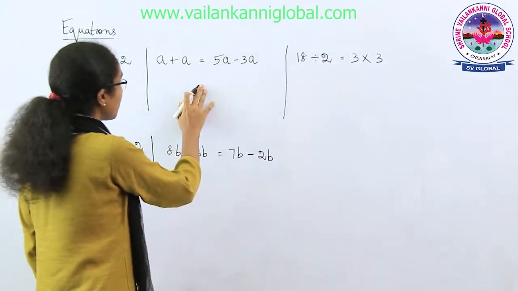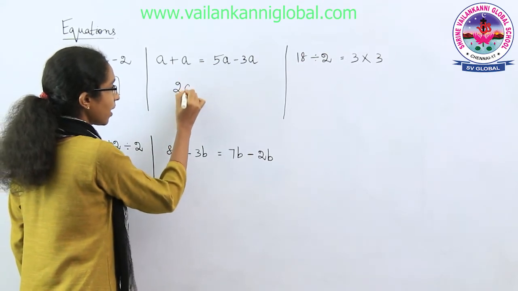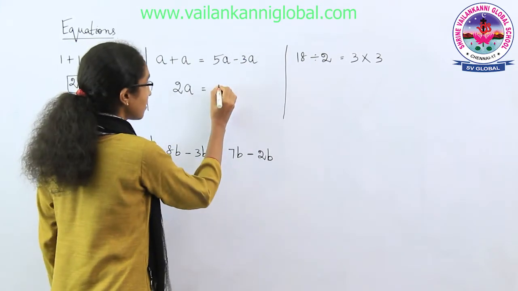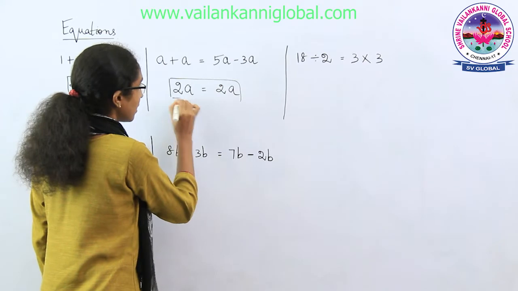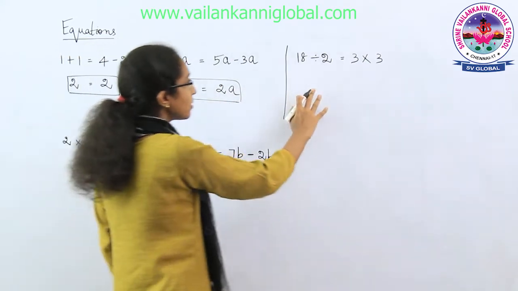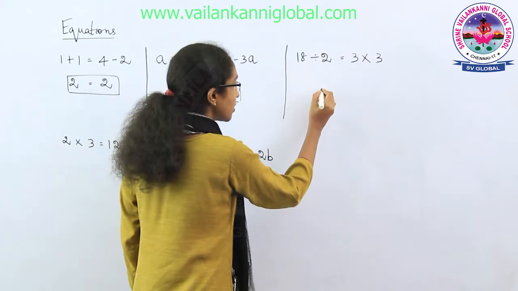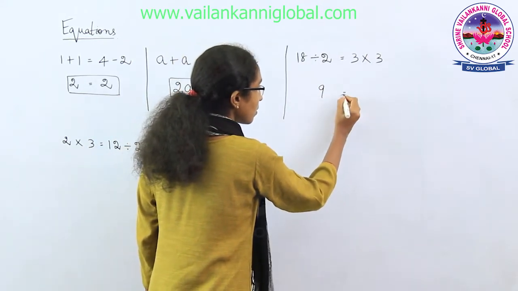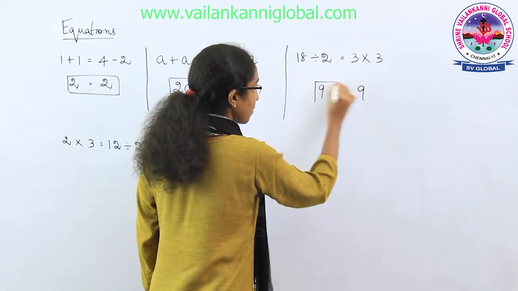So look at the next one. We have a plus a, which gives us 2a, and 5a minus 3a also gives 2a. So that is the answer. In the next one, we have 18 divided by 2, which gives us 9. That is equal to 3 multiplied with 3 also gives us 9.